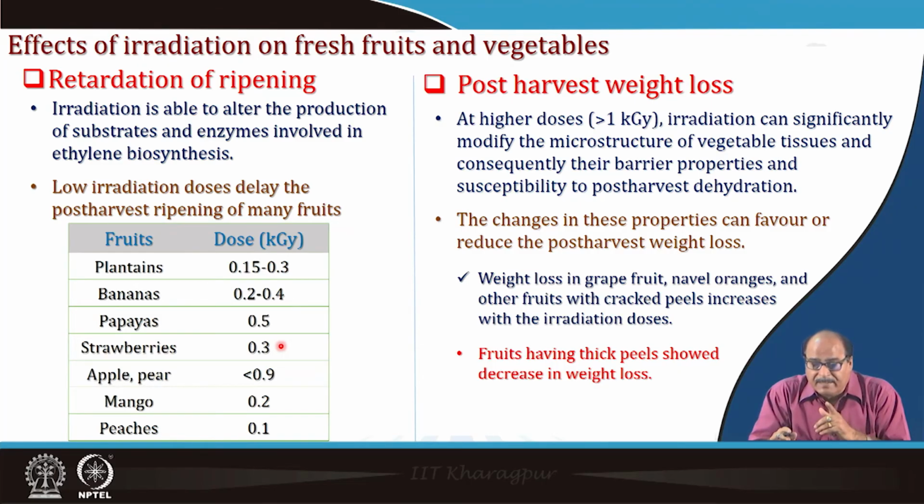Post harvest weight loss in fruits and vegetables: a higher dosage, maybe more than 1 kilogray irradiation, can significantly modify the microstructure of vegetable tissue and consequently their barrier properties and susceptibility to post-harvest dehydration. The changes in these properties can favor or reduce the post-harvest weight loss. That is, weight loss in grapefruit, navel oranges and other fruits with cracked peels increases with the irradiation dose. Fruits having thick peels showed a decrease in the weight loss.